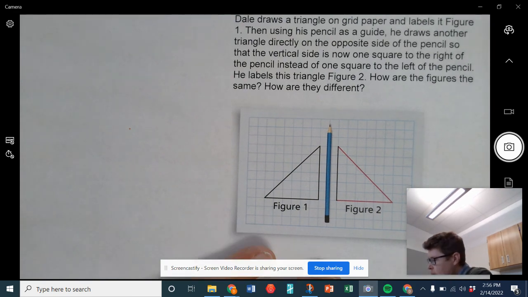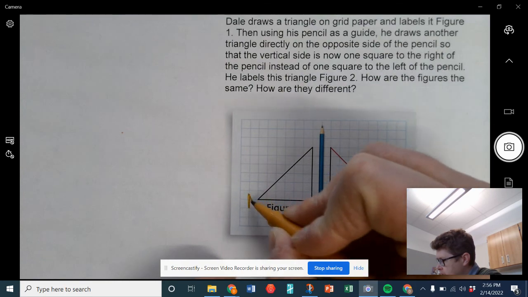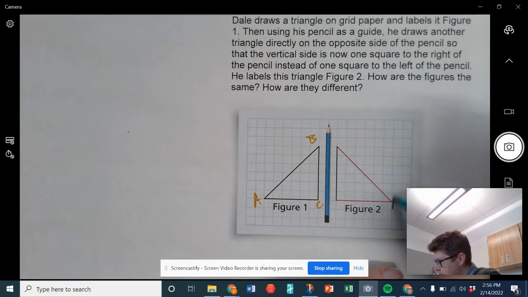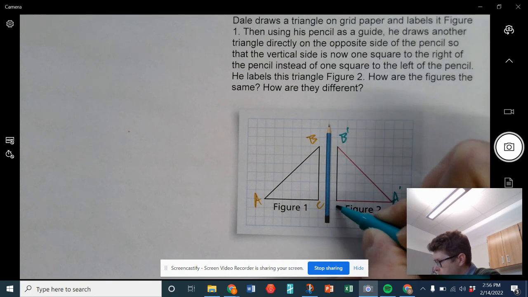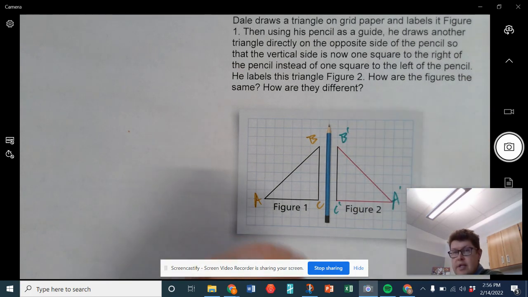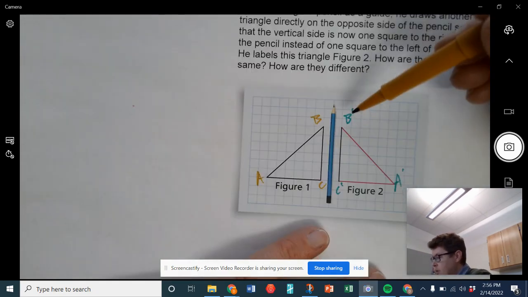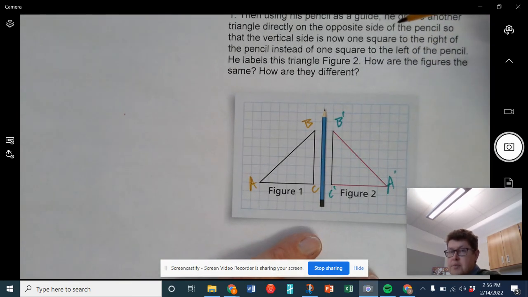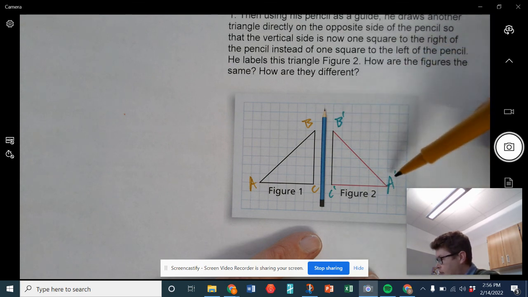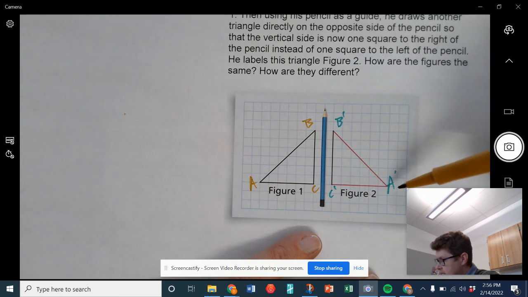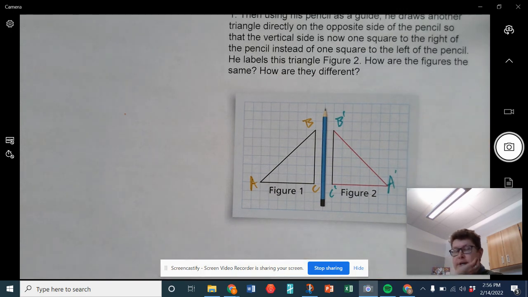So, a couple ways we can think about this one. I'm going to label these A, B, and C, and then I'll label this one as A prime, B prime, C prime. That's how the labeling works when you do your reflections. We know this is the new one because the problem told us it was the new one, and it also has this prime notation, these apostrophes, that distinguish this point A from this point A prime.